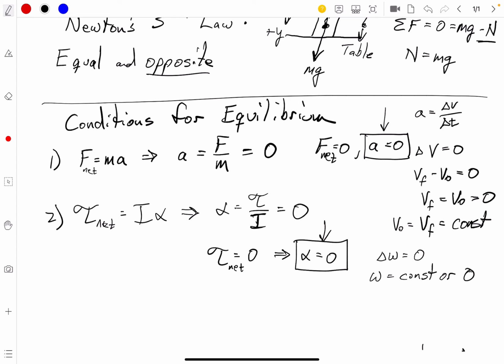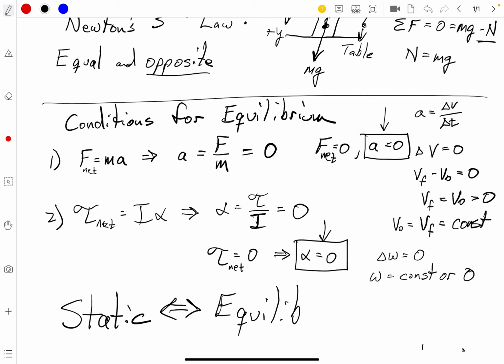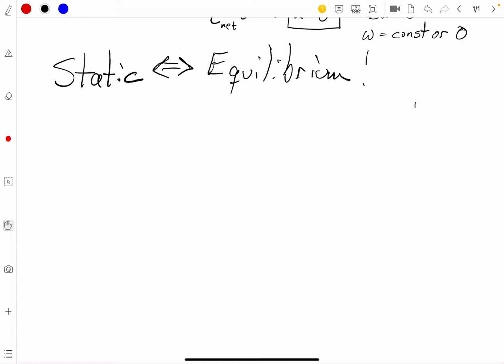What does equilibrium mean? It means static. Everything is static if you're in equilibrium. Okay, let's move on.